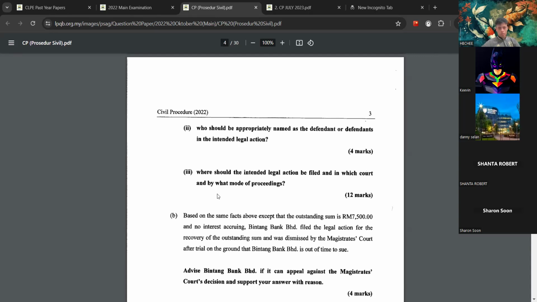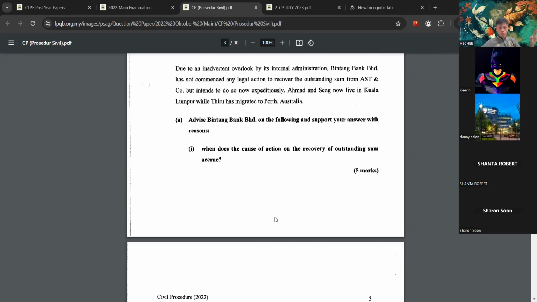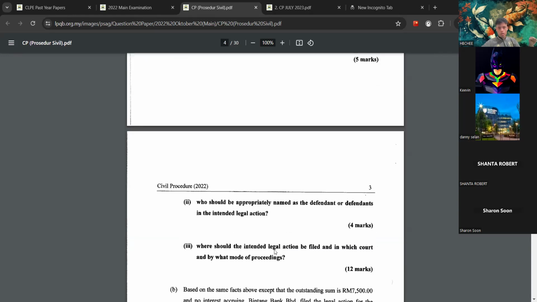Okay, it's either way. Now the third part: where should the intended legal action be filed, in which court, and by what mode of proceeding? Looking into this question, there are three things you have to discuss: the legal action to be filed, which court, and the mode of proceeding. Okay, we come to them one by one. Intended legal action: undeniably, Order 5 Rule 2, as there is a substantial dispute as to the facts.